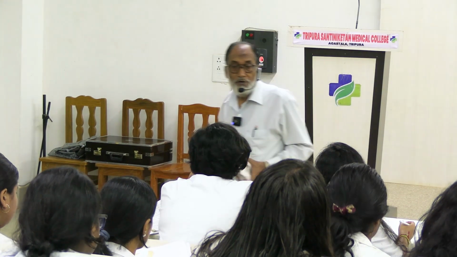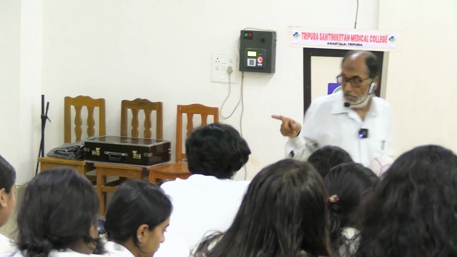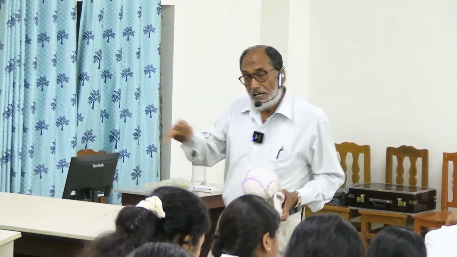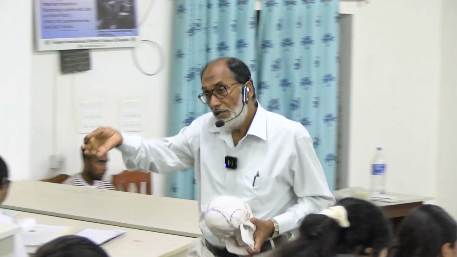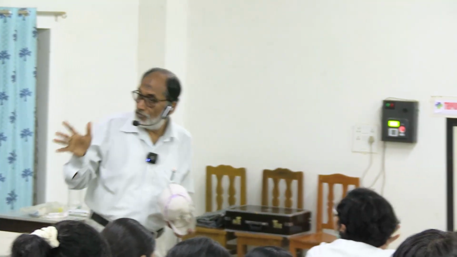Auriculotemporal, buccal, and mental. So this buccal is a branch of the mandibular division, as well as there is a buccal division of the facial nerve. Now, what do these two structures supply? The buccal branch of the mandibular nerve and the buccal branch of the facial nerve. So tell me what structure they supply.